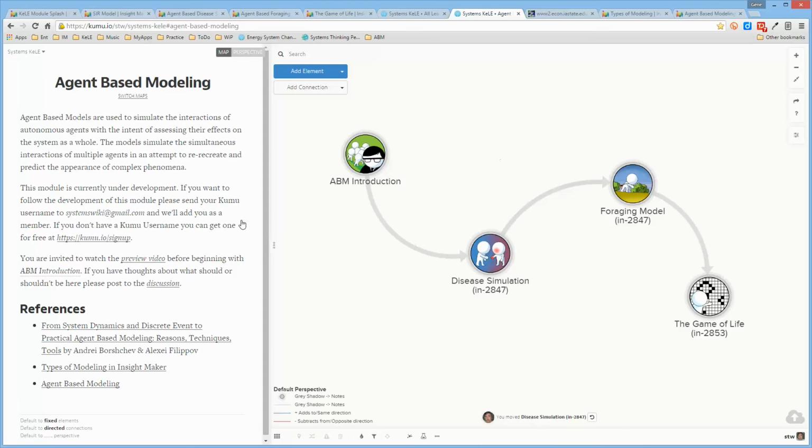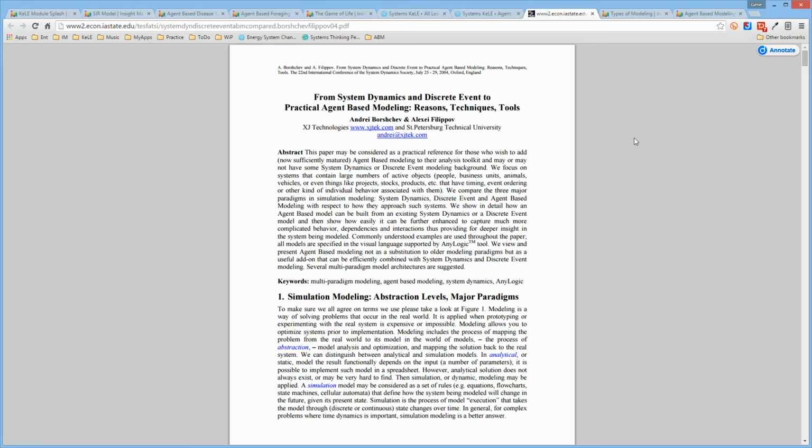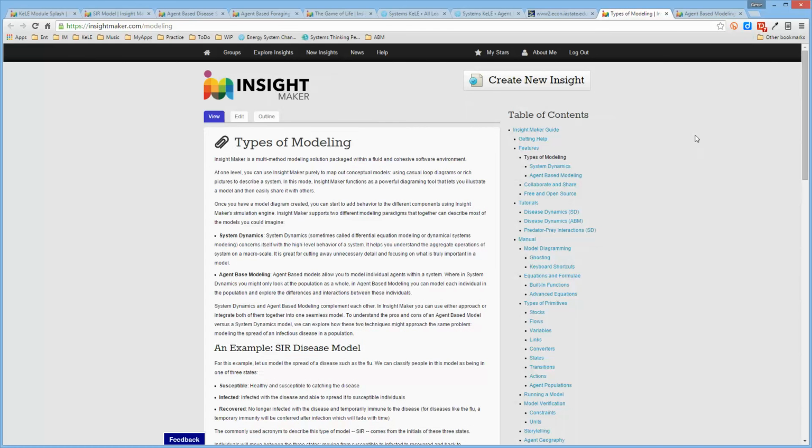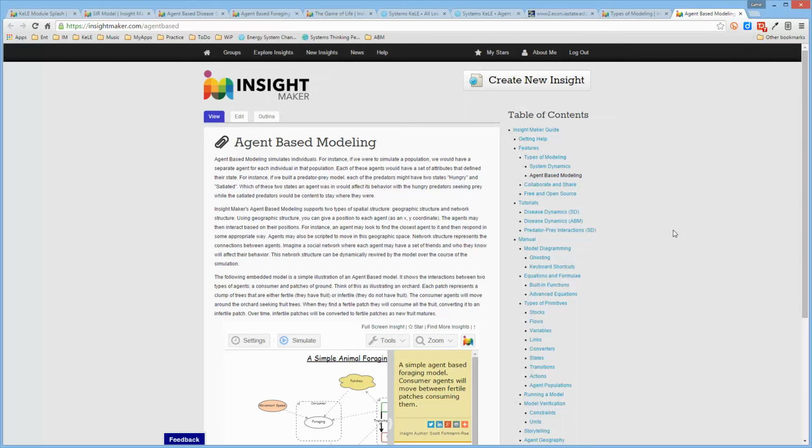Within this section, there are three references provided. The first one is a very well-written paper about the difference between discrete event, agent-based, and system dynamics models. I highly recommend that you read it. It will help you understand distinctly the difference between them. And then there are a couple of additional references from InsightMaker, which talk about the different types of simulation models in InsightMaker, and then a short overview of agent-based models itself.